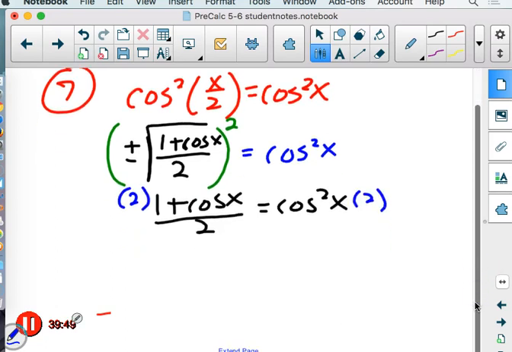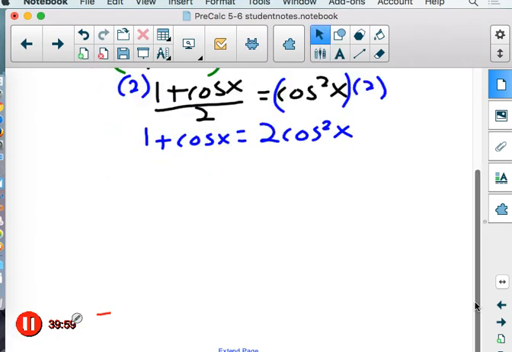Alright, so we are going to have 1 plus cosine of x equals 2 cosine, I should put some parentheses there, cosine squared x. Okay, so to solve, you said we have to have a 0 on one side. Oh, I'd like to keep this one positive since that's my squared. So I'll move these over.